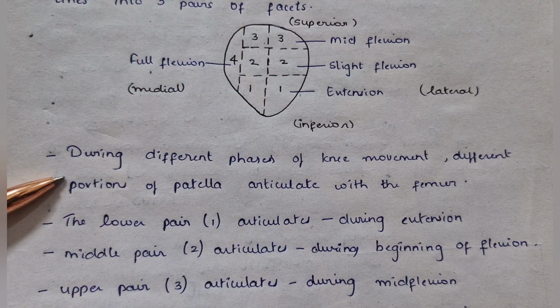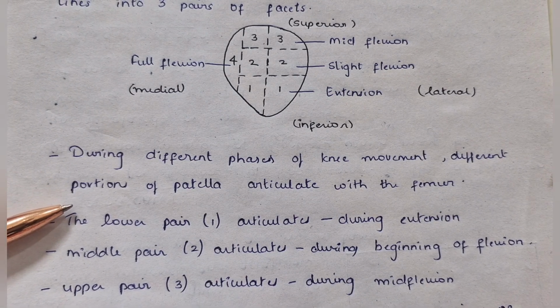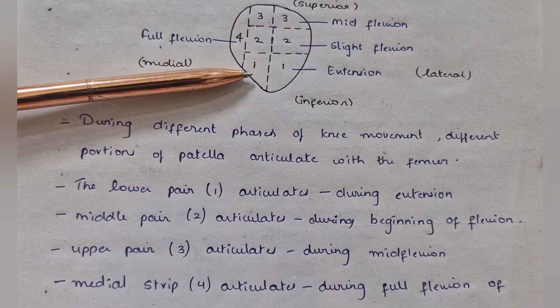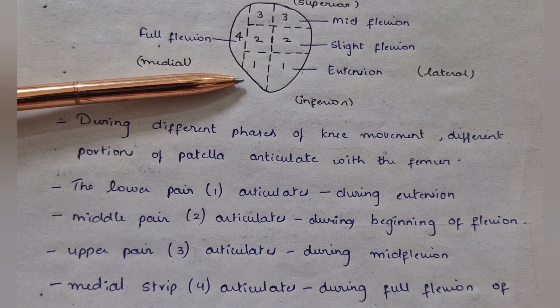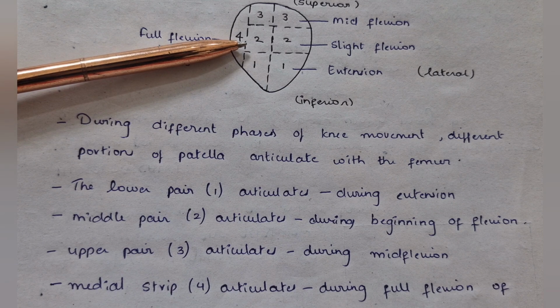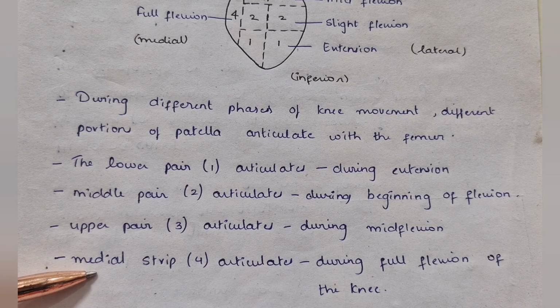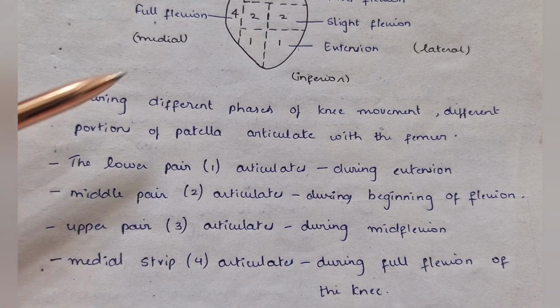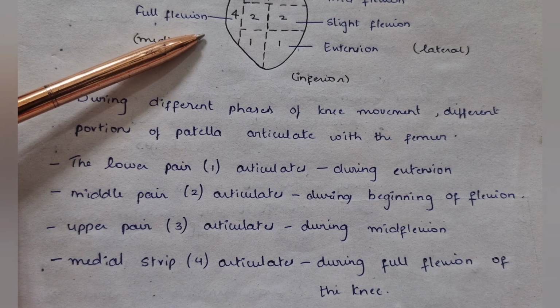During different phases of knee movement, different portions of patella articulate with the femur. The lower pair, which is 1, articulates during extension. The middle pair, that is 2, articulates during beginning of flexion. The upper pair, which is 3, articulates during mid-flexion. And the medial strip, which is 4, articulates during full flexion of the knee.